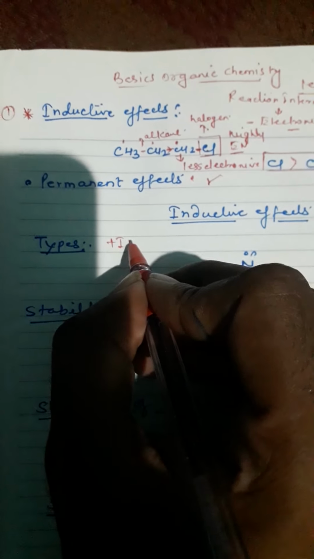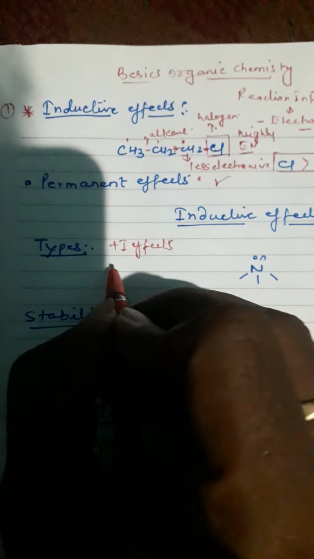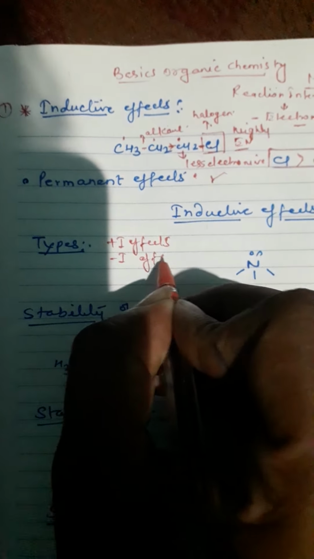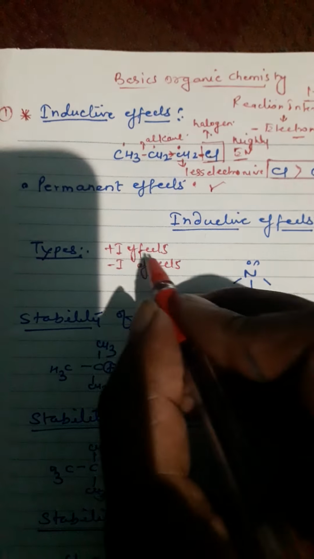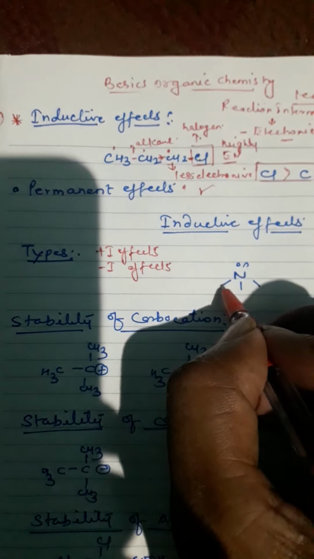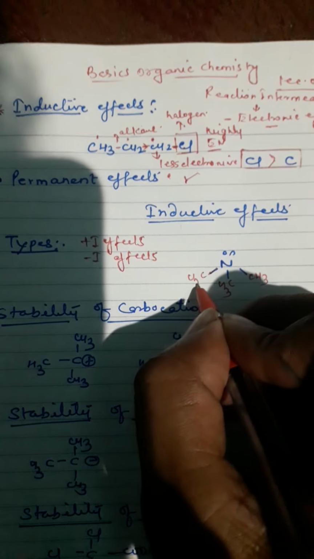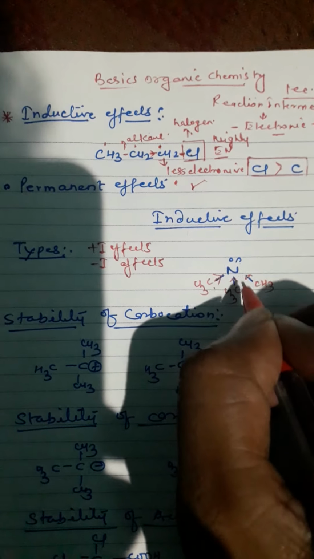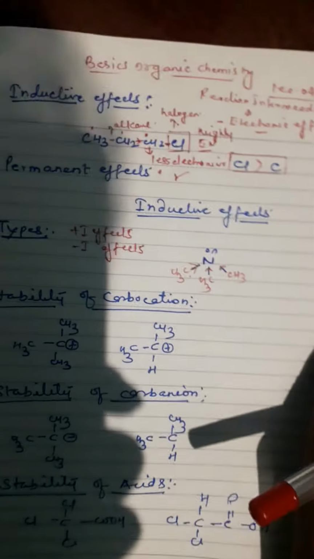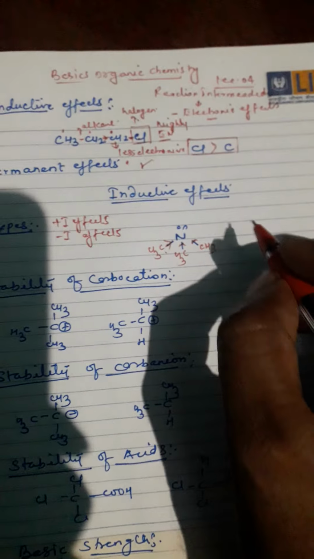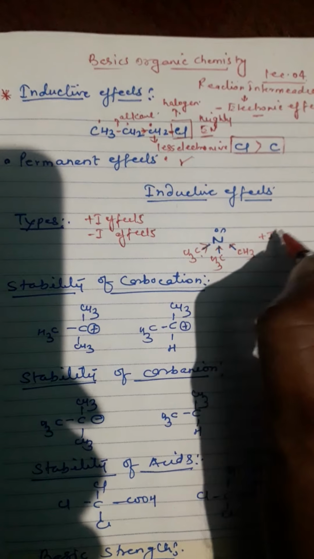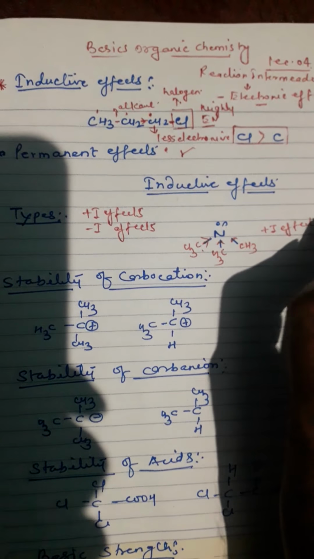Inductive effect is of two types. The first one is the plus I effect, and the second one is the minus I effect. So what is plus I and minus I? Suppose there is a methyl group. It gives electrons to this nitrogen, so the electron density of the nitrogen atom will be higher. So here it acts as a plus I effect.